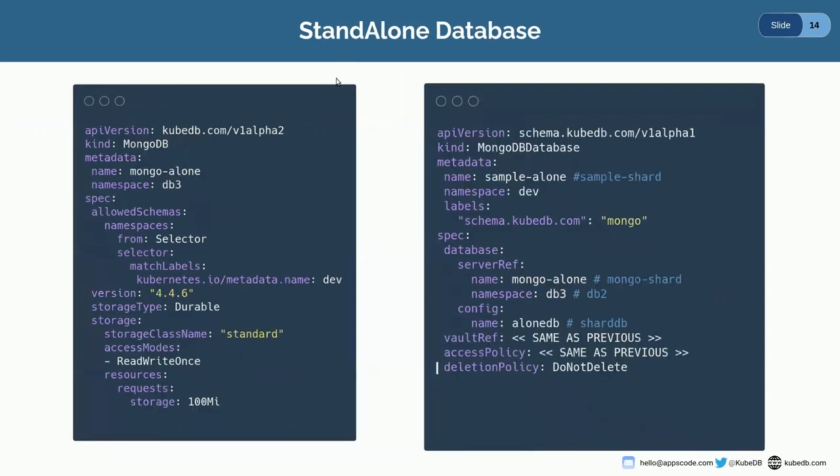And the next thing is standalone. In the standalone database, this is the same as before, just we don't have the replica count here. This is the standalone database. For this standalone database and sharded cluster database, we are applying this MongoDB database schema. For alone, the name is sample alone. For shard, the name is sample shard, and so on.